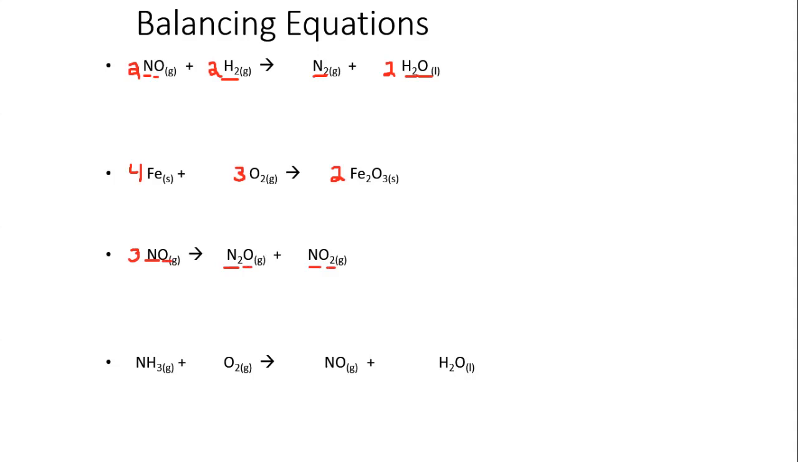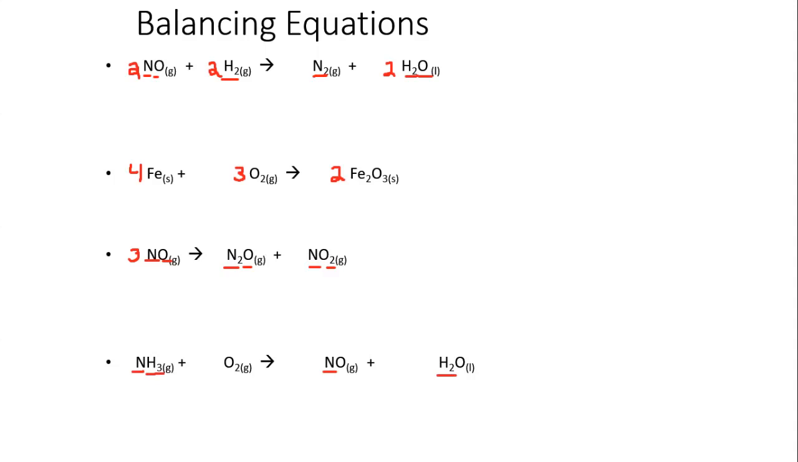Lastly, we have this combustion reaction involving ammonia. NH3 plus O2 gives us NO and H2O. Since we have a non-hydrogen, non-oxygen element, we should balance that one first. So we have 1 nitrogen and 1 nitrogen. So that's balanced. Next, we need to balance the hydrogen. And we have 3 hydrogen and 2 hydrogen.